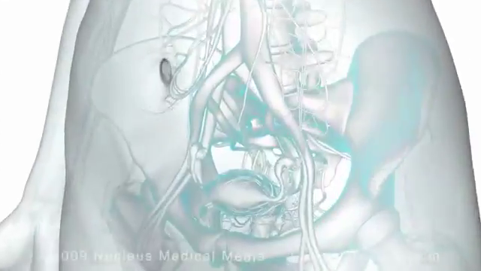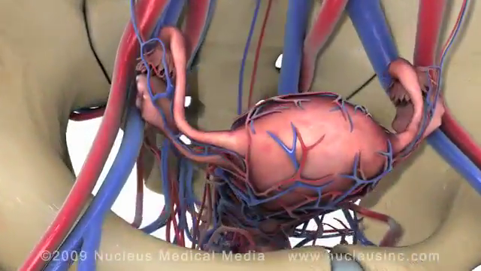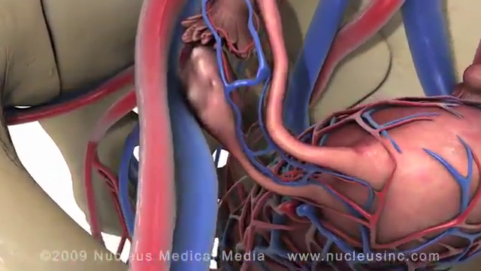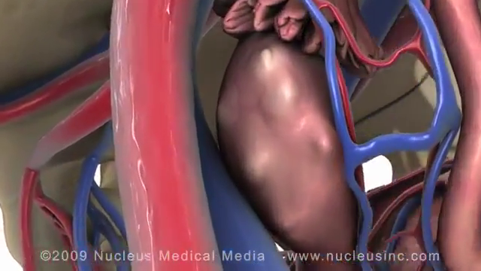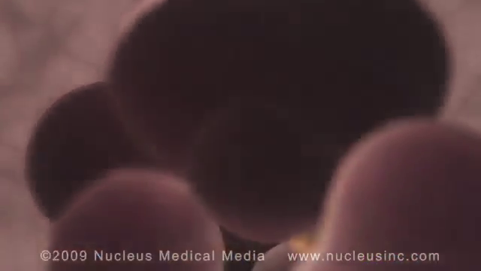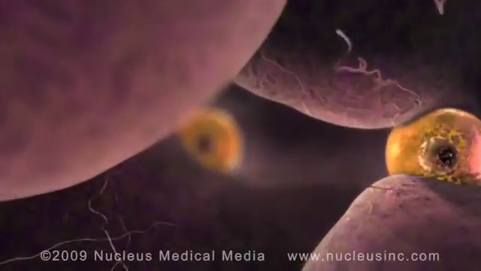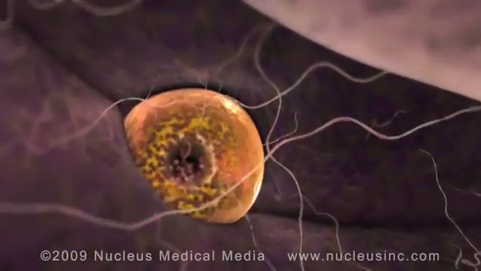Ovulation is a part of the menstrual cycle when the ovary releases a ripe egg, or ovum. Inside the ovary are hundreds of thousands of follicles. Each follicle is a hollow ball of cells with an immature egg in the center.